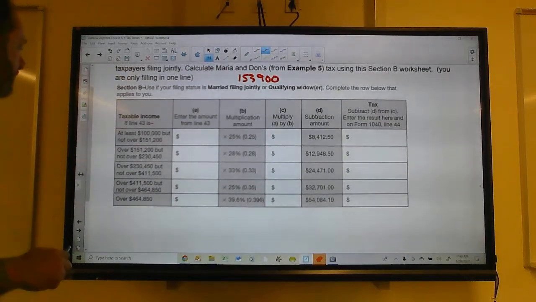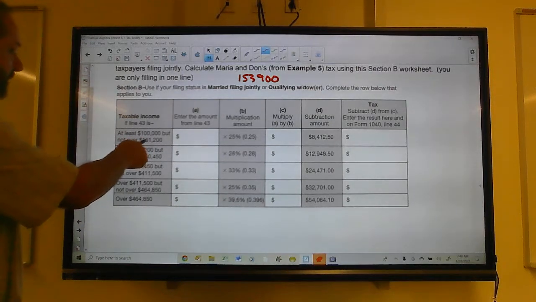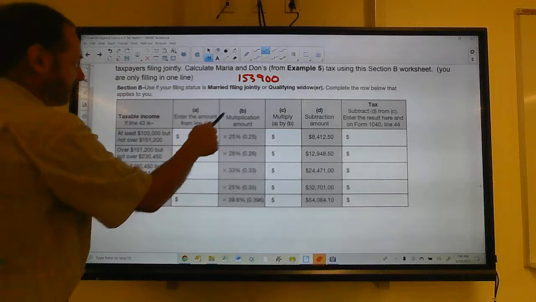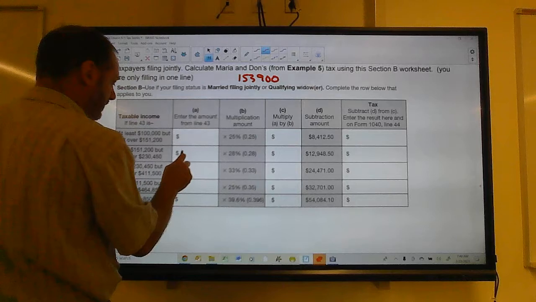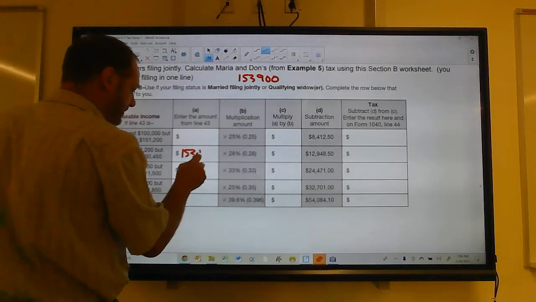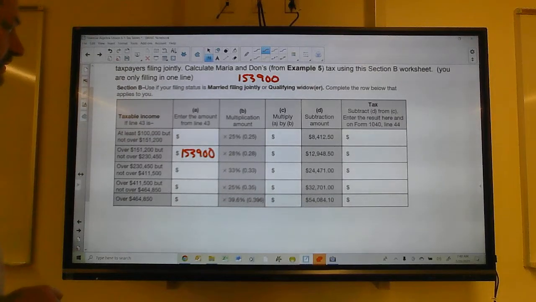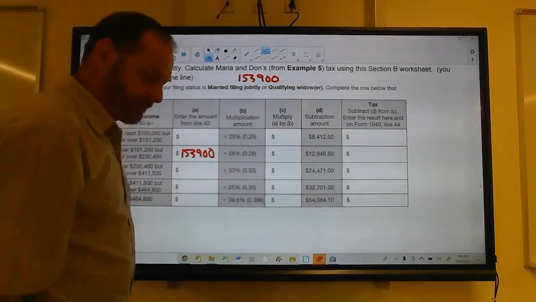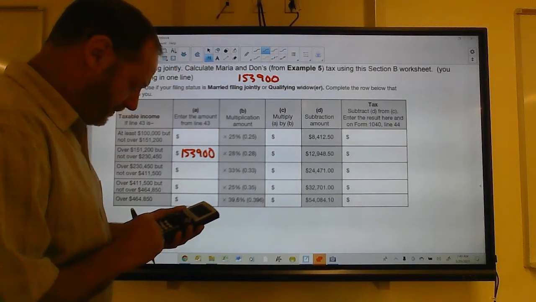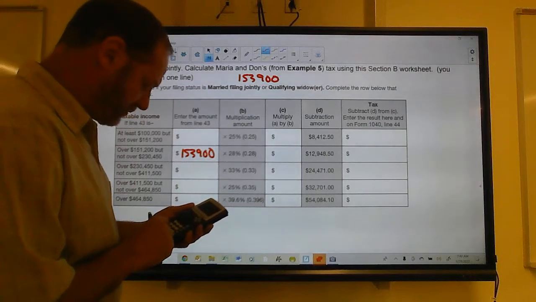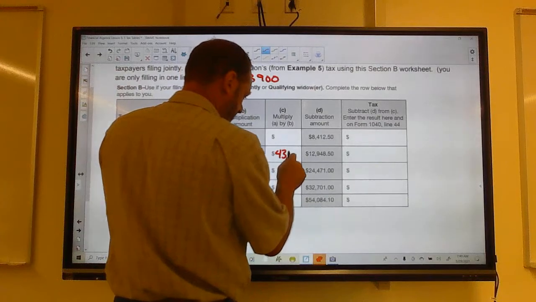So the taxable income is at least 100,000 but not over 151,000. So we're not going to use this line because this income doesn't fall in there. But it does fall into this range right here. So we're going to enter this amount, 153,900. Then it tells you multiply by 28%. So 153,900 times 0.28. So this is $43,092.